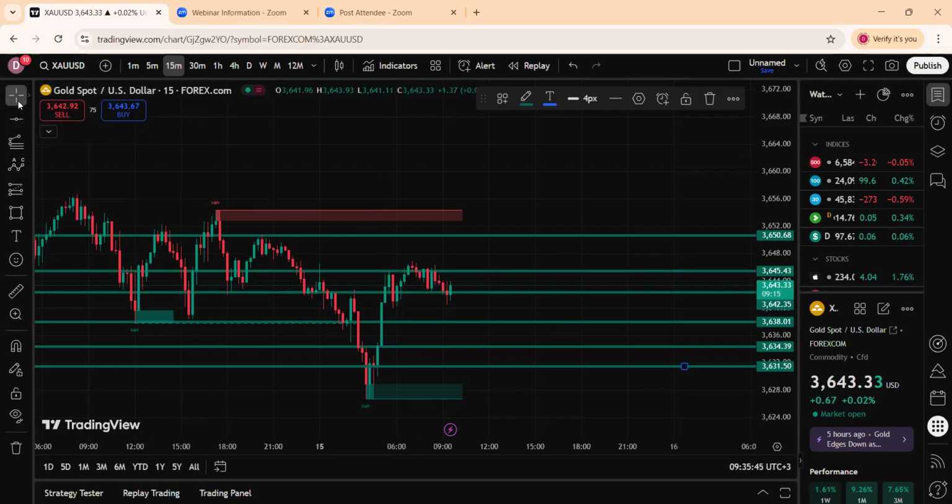So the reason why we are using this fib is that it will automatically draw these lines for us instead of drawing the lines manually. But you need to go through the lines first before you go to the fib.